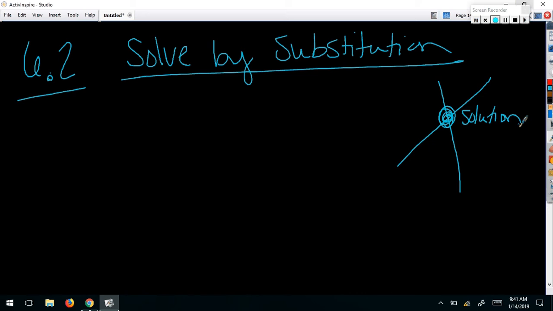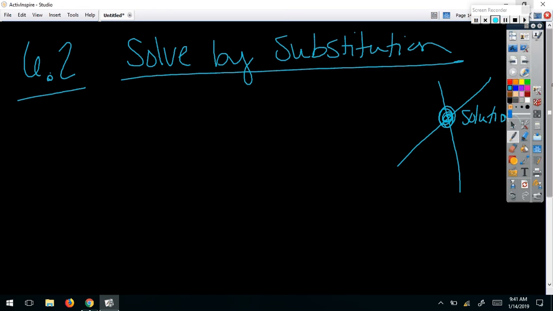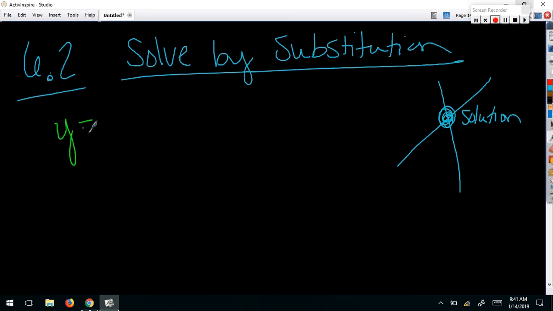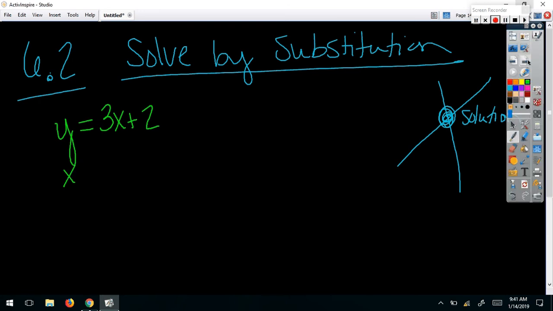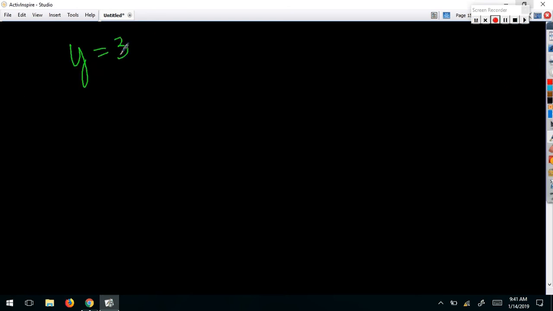So today we're not going to graph. We're going to still have two equations just like we had before, but we're going to solve them algebraically, without graphing. So we're going to have these two equations. Let's say y equals 3x plus 2, and x plus 2y equals 11. I'm just going to a new page; you don't have to.